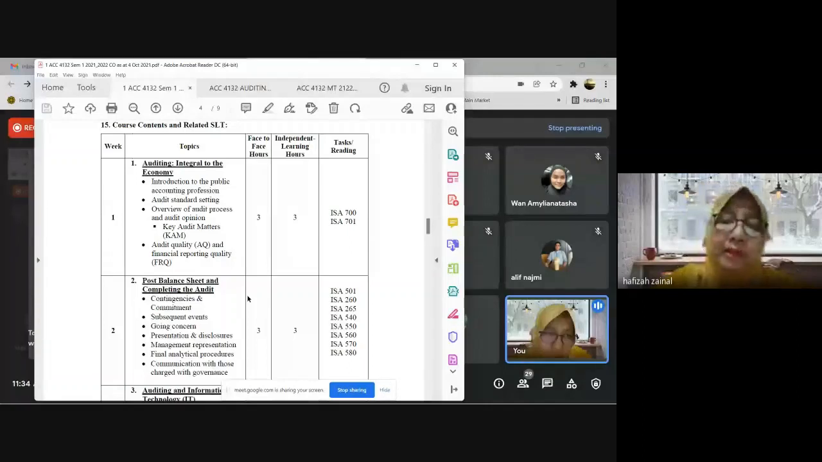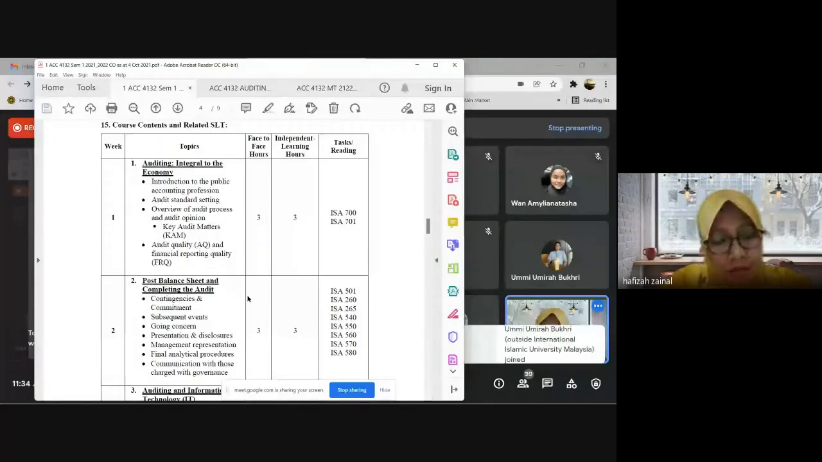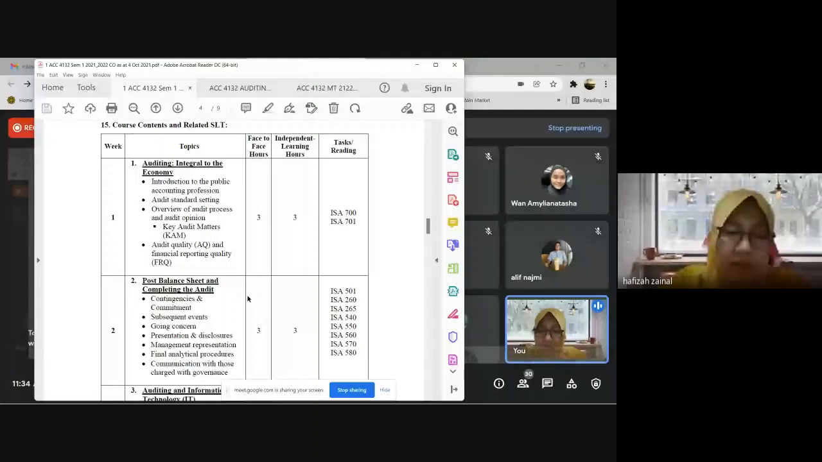Outline, I will re-emphasize what you are expected to know. All right, so along the way, you pick out all those key topics that will be covered in the final exam. Okay, in topic 1, basically we are talking about linking auditing to the economy. All right, so first of all, you have to know the role of the external auditor.